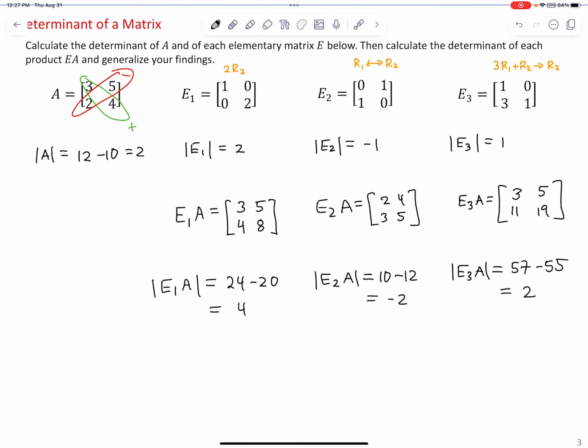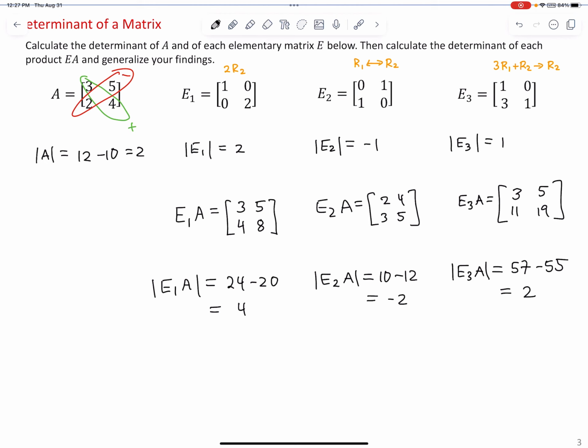Let's look at the case of E2. E2 is associated with a row interchange. So if you take a matrix A and do a row interchange and calculate its determinant, you should get -1 times the original determinant. So the determinant of A was 2. If you do a row interchange on A and then calculate determinant, you should get the opposite sign. So you should get -2. And then finally, the third row operation, this one's interesting. If you do the third row operation on a matrix and then calculate its determinant, it has no effect.